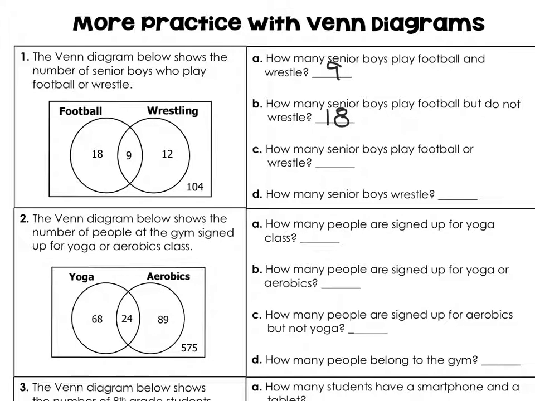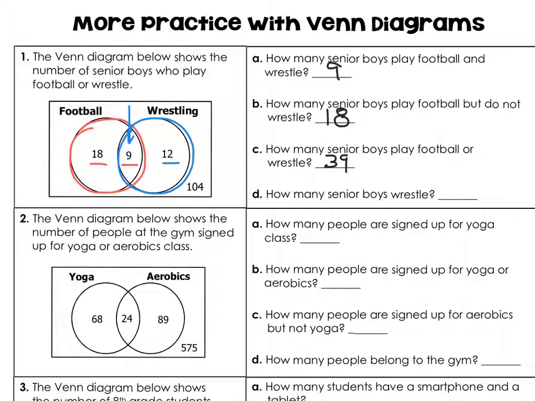All right, C says how many senior boys play football or wrestle. So now we're going to take this whole circle, which is 18 plus 9, and then we're going to take this whole circle, which is 12, but we don't want to add that 9 again because we already added it when we took the football circle. So when we add all of those numbers together, we get 39.